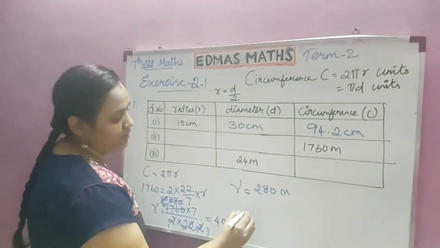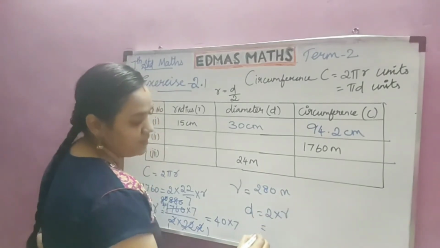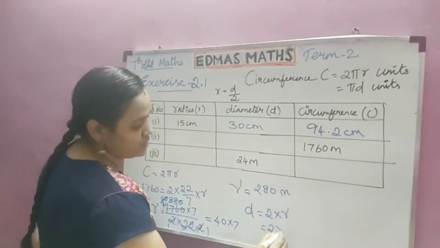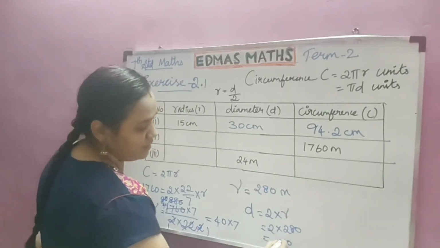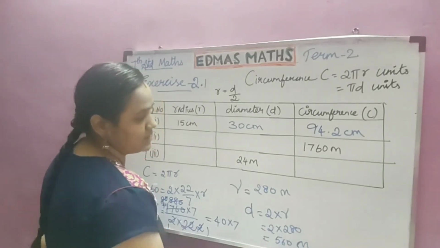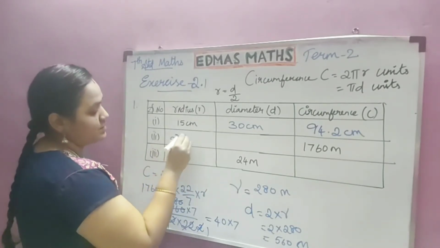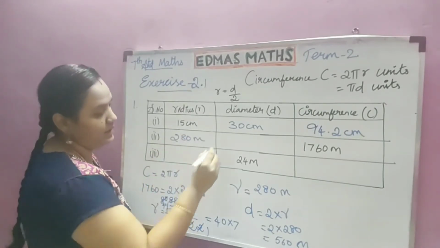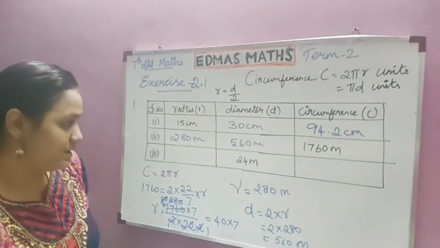Now we have to find the diameter. Diameter equal to 2 into radius. So 2 into 280. You have to multiply. So 560 meter. Shall we write the answers in the table? So 280 meter and 560 meter. That is our answer.